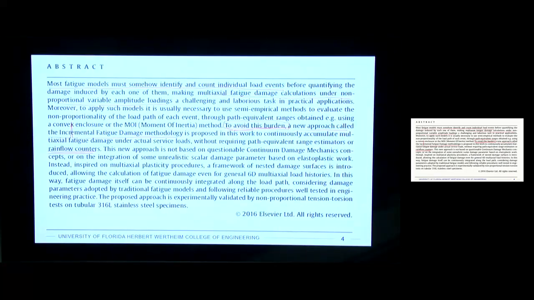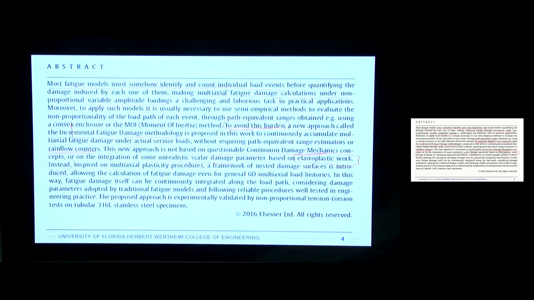And they say this new approach is not based on questionable continuum damage mechanics. So they're getting a little spicy here. Apparently they feel as though continuum damage mechanics is not very accurate and should not be used. Or on the integration of some unrealistic scalar damage parameter based on elastoplastic work. Okay, so that would be another approach, to say that fatigue damage accumulates because of work that's put into the material, right? So there are some models that said that. And these authors believe that those are unrealistic, so hopefully they'll have some evidence for that later in the paper.